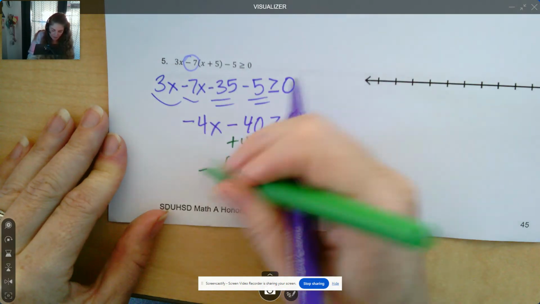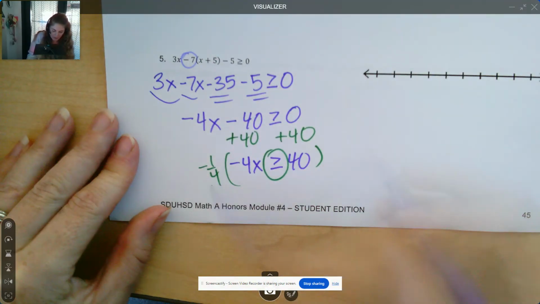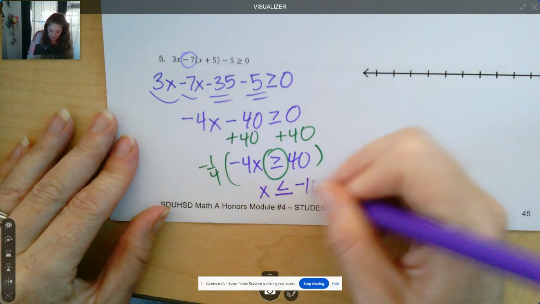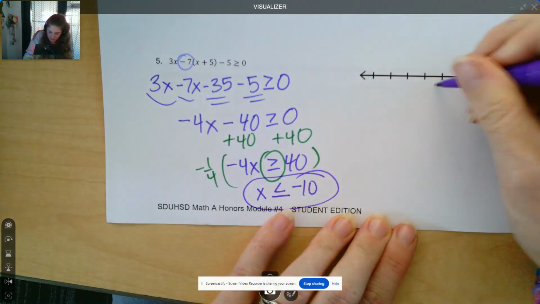Take a -1/4 of both sides. Notice I have to flip my inequality symbol because I'm multiplying by a negative. I get x is less than or equal to -10. So this is my solution set. My boundary number is -10.